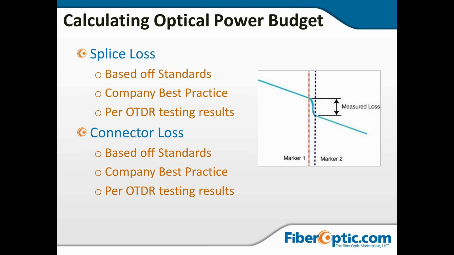I mean, we normally expect a 0.05 loss for a splice, but the standards allow us to have up to 0.1. And that's a pretty substantial difference over 20 splices. You're looking at maybe 10 dB of difference in your design. So how are you going to design? Are you going to design for the worst possible case with the industry standards? Or are you going to look at real numbers and base it off what you can expect from best practices? And in both of these cases, those numbers could be pretty substantially different.